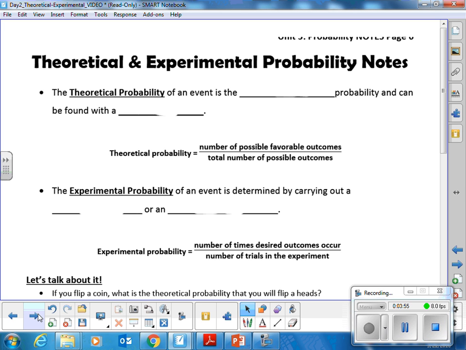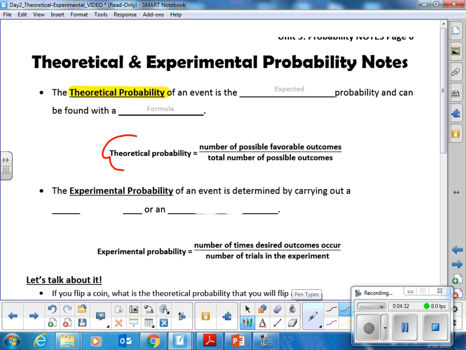So take out your notes. We are going to be on page 3, I believe, or 4, I can't remember. It says theoretical and experimental probability notes at the top. So the theoretical probability, let me highlight that. This is theoretical, and that is the expected probability, or what we think is going to happen. And that is found with a formula. And that formula is the same as what we did.